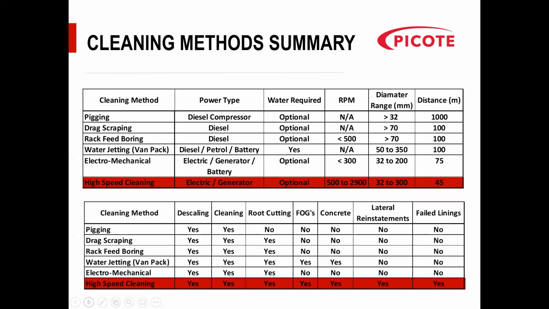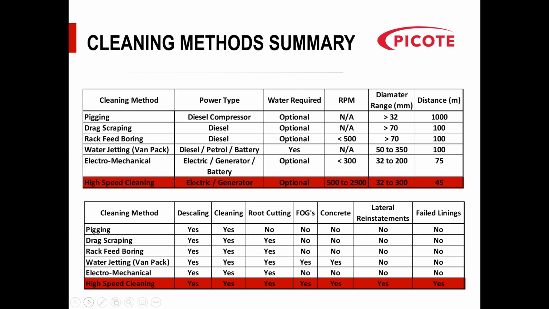So, a quick summary really, the table here. What we've looked at is the cleaning method, and you look at the power type. With pigging, if you're going to use water, then you use the flow of the water from the water main. If you're going to use compressed air, then you're going to have a diesel compressor. Dragscraping involves a winch, rack balling requires power as well. Water jetting van packs are available diesel, but we're now moving away from diesel. So you've got petrol, and Rearnid have also got a battery powered jetting machine as well.